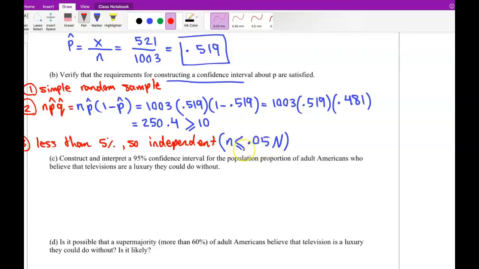For sure we have this part. Why? Because here we don't have any information about the population, but since we have adult Americans, we can say the population is a very large number. So in this case, population size is unknown, but it's a large number.